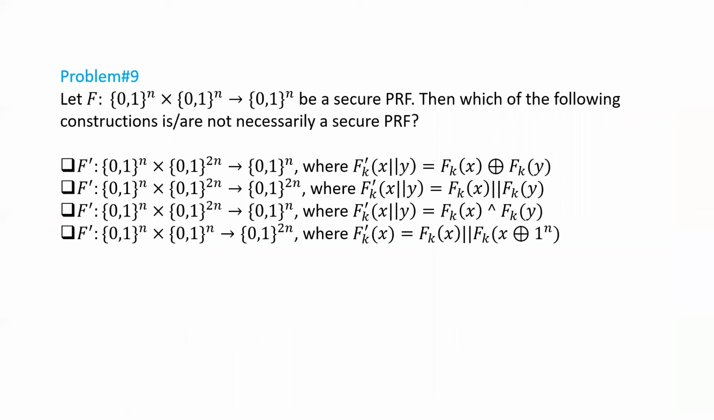Proceeding to the next example. Here is another construction, f dash, with key length n, input length 2n, and output length 2n. And fk dash of x concatenated with y is defined as fk of x concatenated with fk of y.